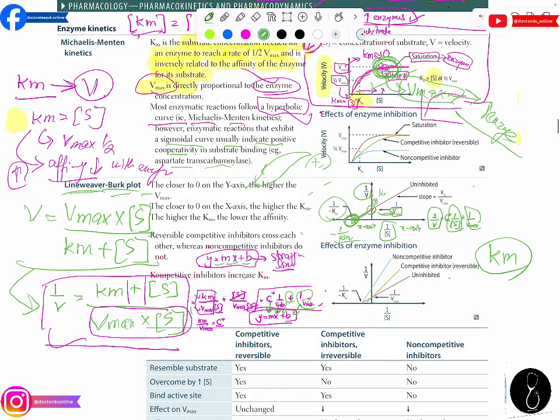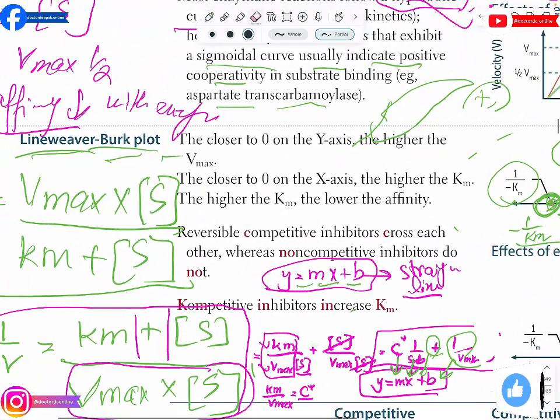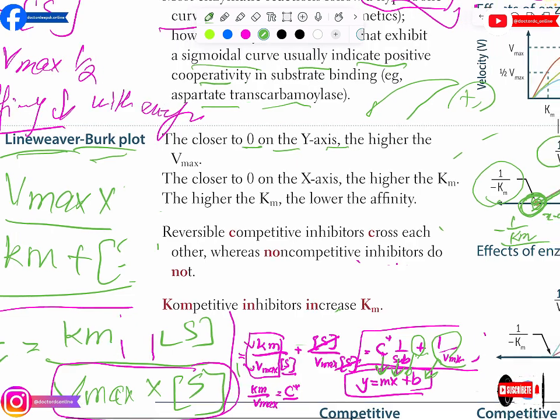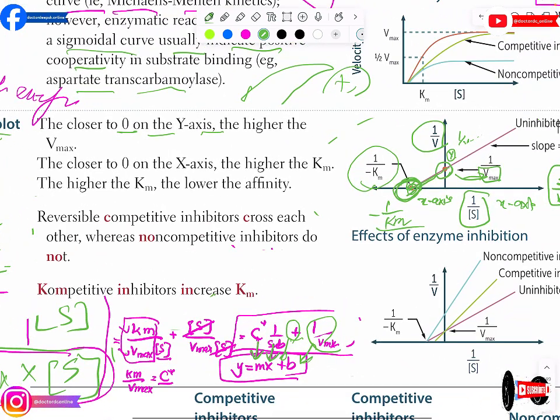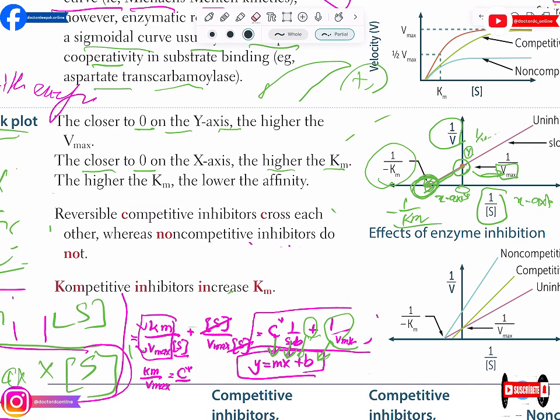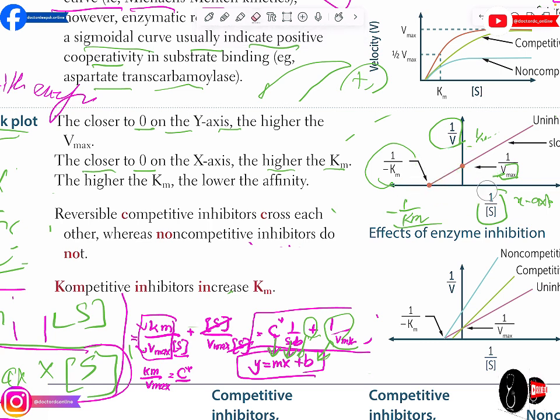Now I will read these lines for you guys. The closer to 0 on the y-axis, the higher the Vmax value. Are you getting this? The closer the cutting point is to zero, the higher the Vmax. The closer to 0 on the x-axis, the higher the Km.